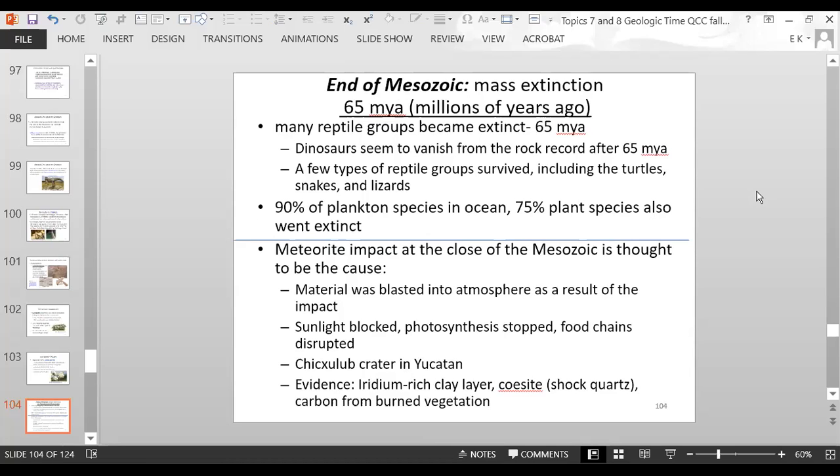Scientists believe from different modes of evidence that a meteorite impact that hit the Earth at the end of the Mesozoic was the cause of this mass extinction. And the crater where this meteorite impact happened was the Chicxulub crater in the Yucatan. That's near the Gulf of Mexico. So scientists think that material was blasted into the atmosphere after the meteorite impact, and that blocked sunlight, and then photosynthesis stopped, and then the food chains were disrupted. And there is a lot of evidence that this happened.